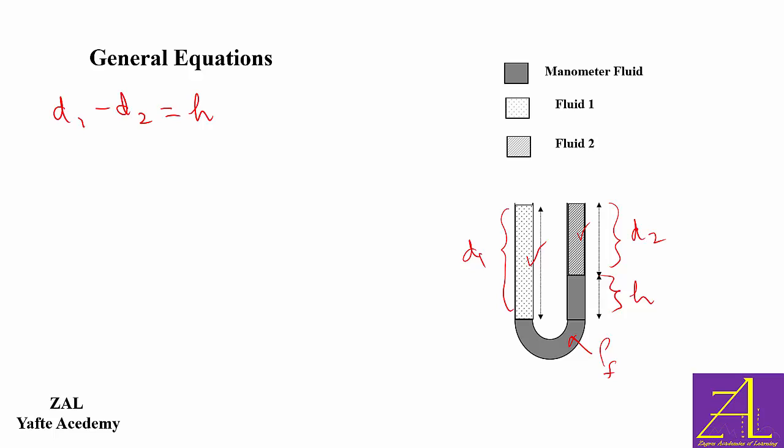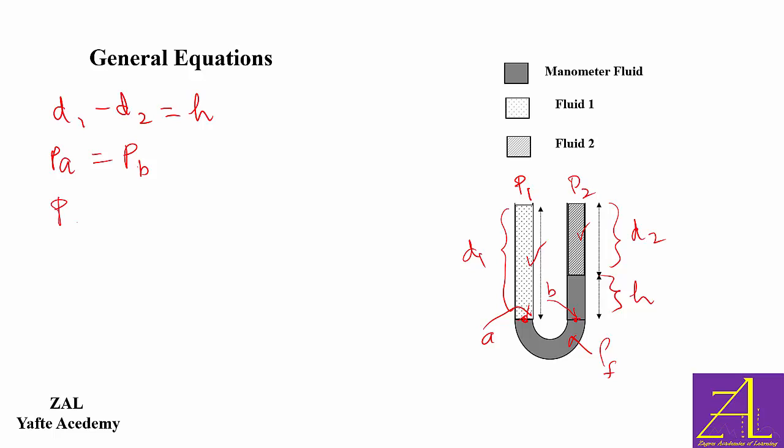The pressure here is P1 and here is P2. We would like to develop a relationship for P1 and P2. So we assume 2 points. One of them is point A here and the other one is point B here. Since point A and point B are at the same level and they are connected by manometer fluid, therefore PA is equal to PB.